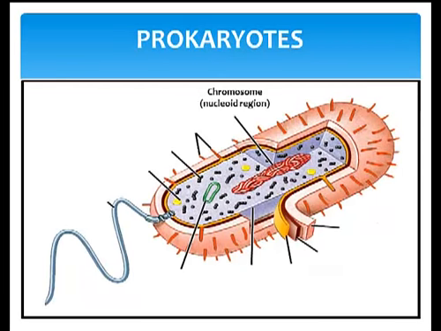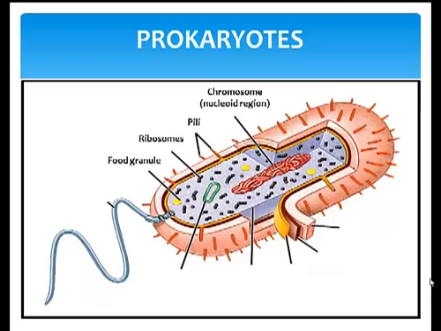First, we have the nucleoid region, which is the region where the cellular chromosome DNA is located. Next, we have the pili. These are hair-like structures on the surface of the cell that attach to other bacterial cells. Ribosomes are cell structures responsible for protein production.